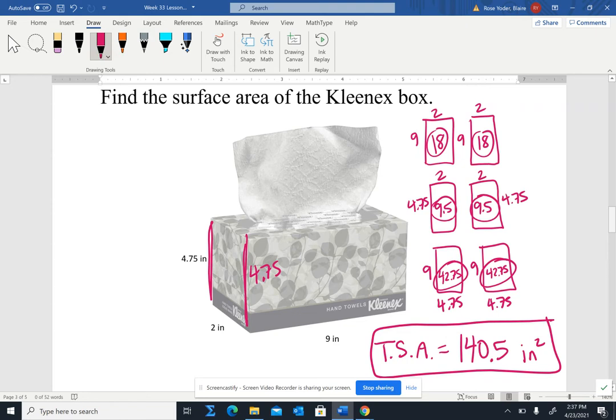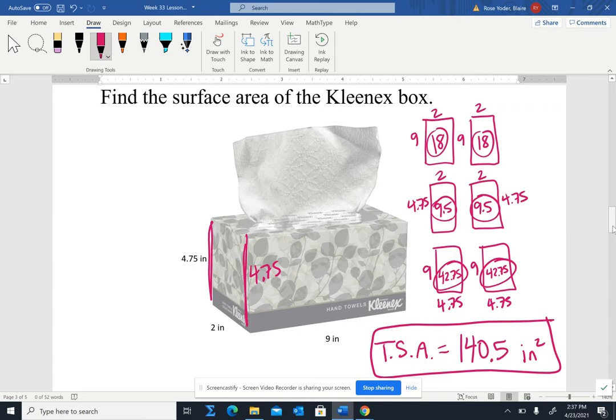So I recommend this method instead of drawing a fancy net, just drawing 6 quick rectangles, labeling them, and finding the area. I do find that it's hard to stay organized with all these calculations without drawing a picture. So I'm going to highly recommend that you make a quick sketch.